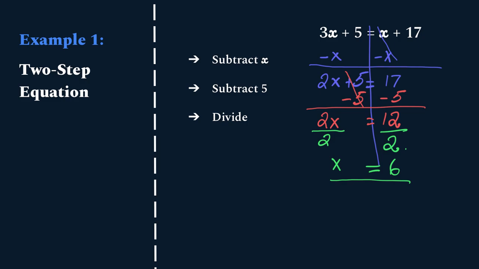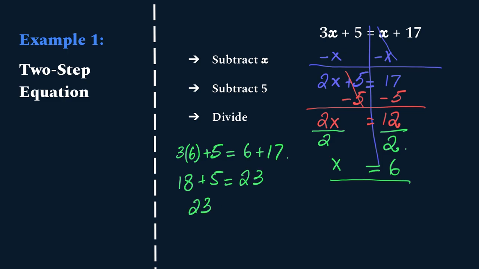We can also put this inside the equation to see if the answer is correct. Let's go ahead and do that. 3 times 6 plus 5 equals 6 plus 17. Well, 3 times 6 equals 18, plus 5 equals 23. What is 6 plus 17? That will be 23. Okay, 23 equals 23. And there you have it. Our answer is correct.